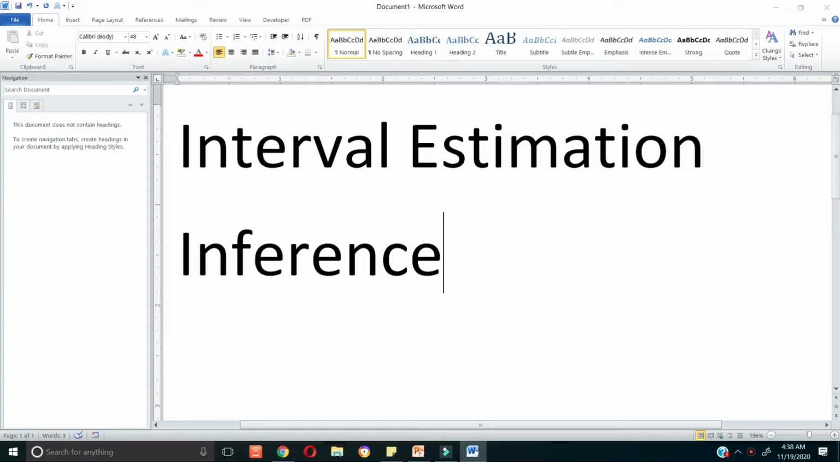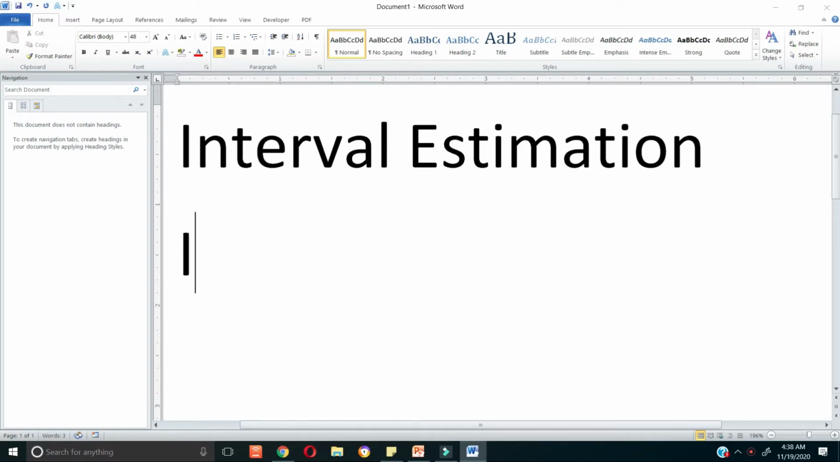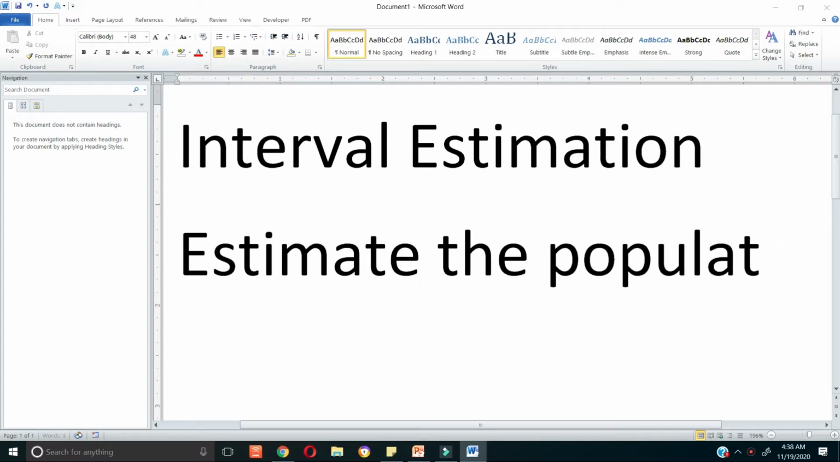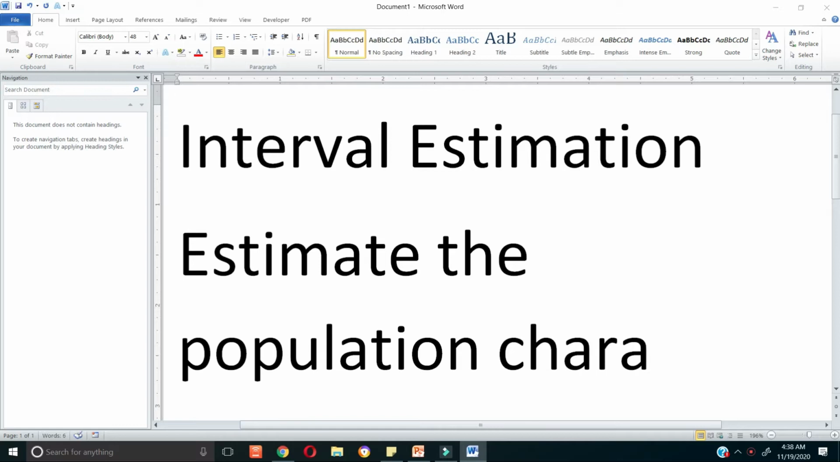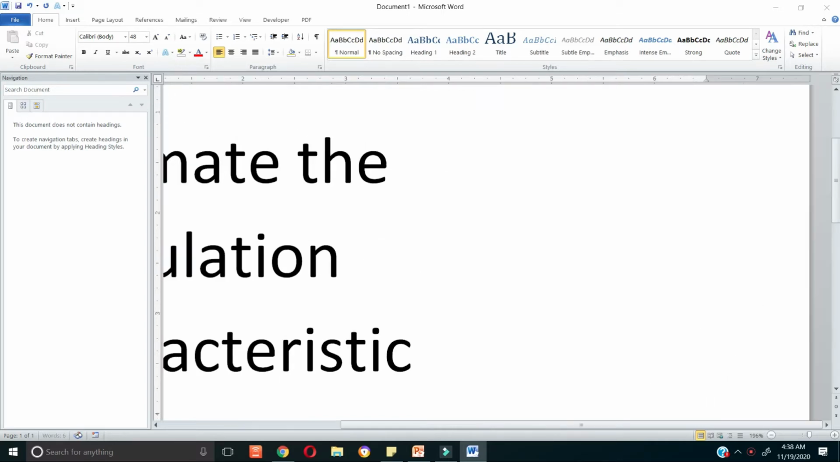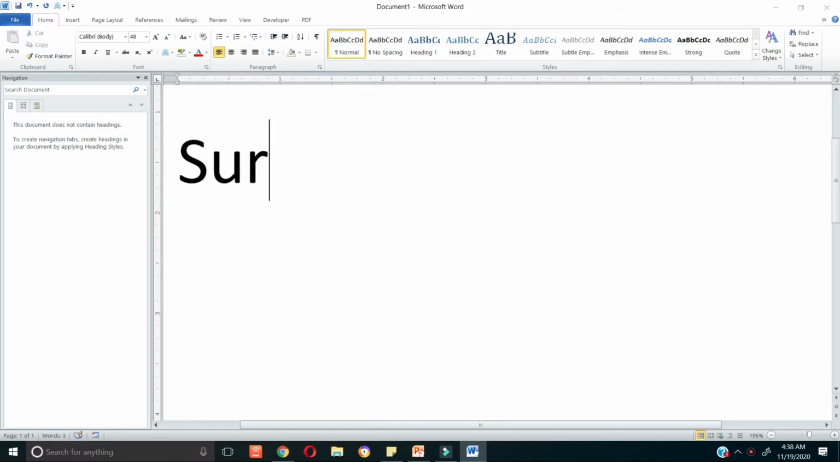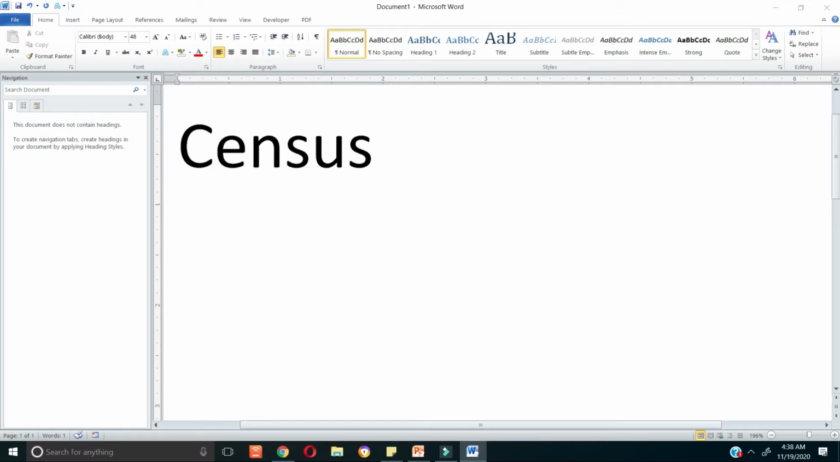Remember, these chapters have been leading us to what we call inference. Inference is basically about trying to estimate the population characteristics using a sample. This is most of what you do in statistics, because it's usually difficult to do what you call a census. A census is when you take every member of the population. A lot of the time, this is not actually practical.